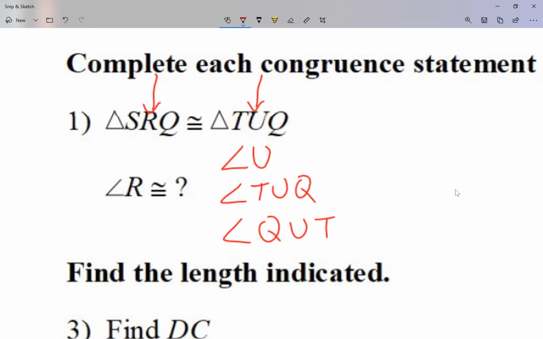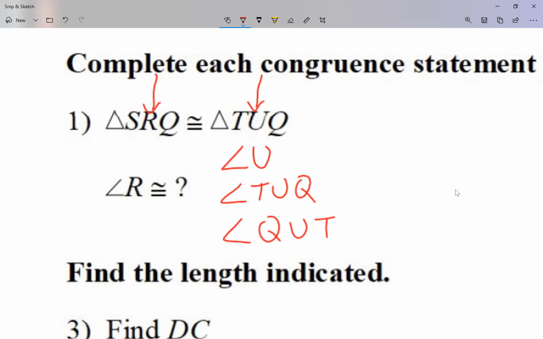Now some of you might be wondering, how am I going to be able to type this? In order for us to practice, sometimes I want you to do one angle is congruent to, and then I want you to complete it with three letters. So in order for us to be able to practice and for you guys to see how I want you to answer it, I'm going to give it to you as a multiple choice.